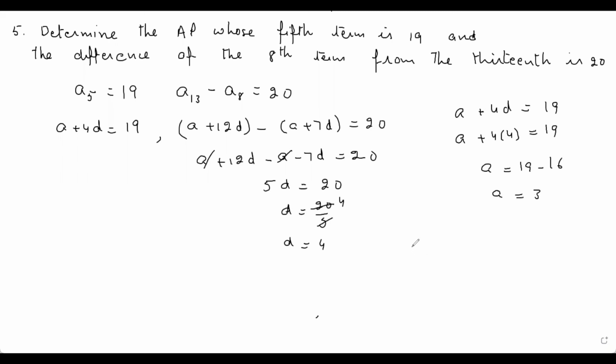So I'm to write an AP. AP is A, A plus D, A plus 2D onward. It means 3, 3 plus 4, 3 plus 2 into 4. That is 3, 7, and 11. That is an AP. So this is what we want to find.